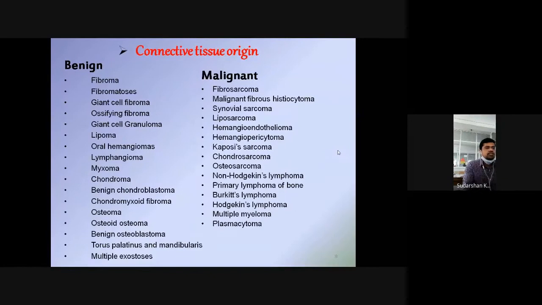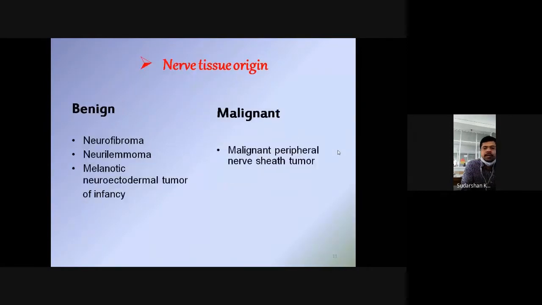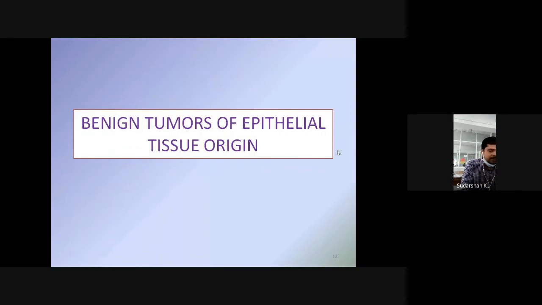And in the connective tissue, we have both benign and malignant. Fibroma, fibromatosis, giant cell fibroma, all these are benign. And you have the malignant counterparts like fibrosarcoma, liposarcoma, which are the malignant counterparts of the benign tumors which you see. Similarly, muscle tissue, we have leiomyoma, angiomyoma, rhabdomyoma, and nerve tissue, neurofibroma, and neurilemmoma.